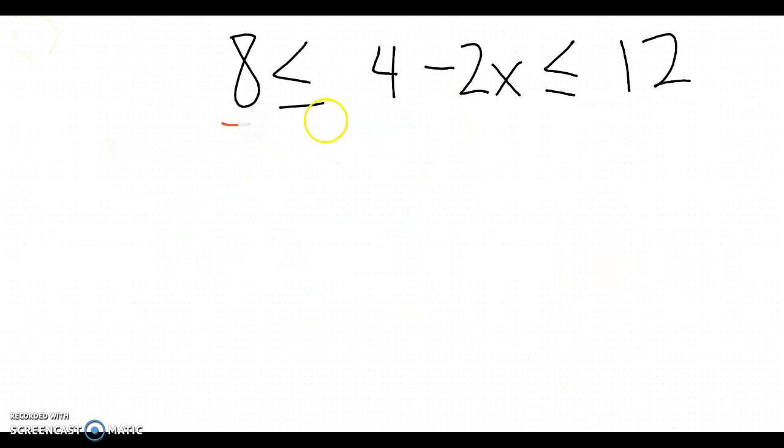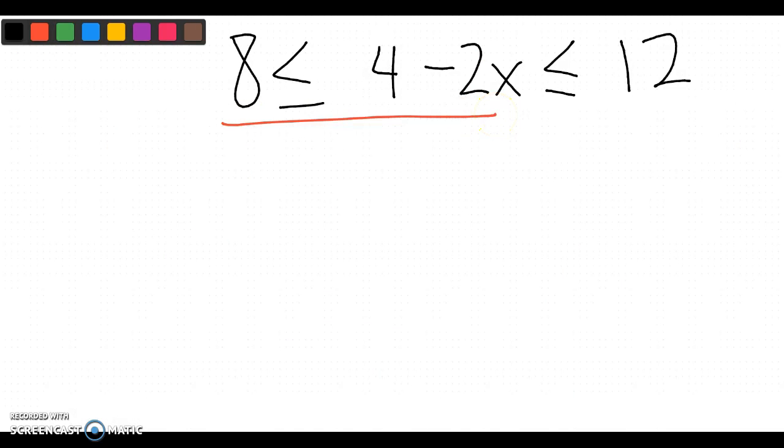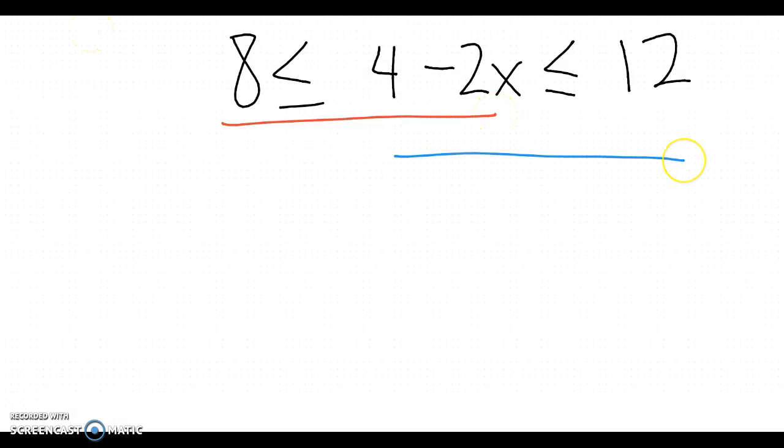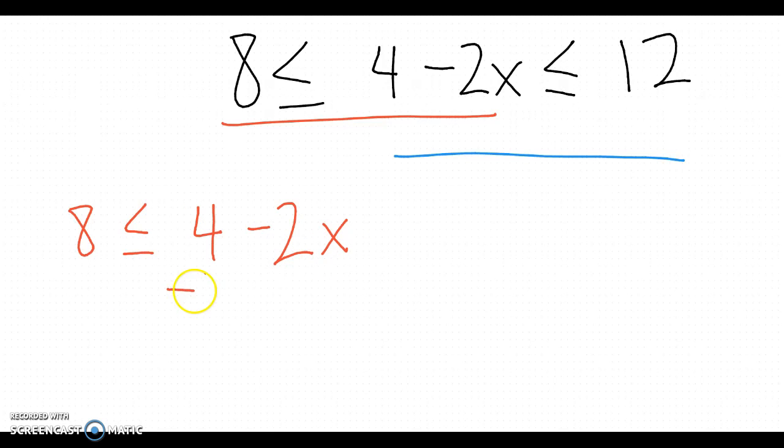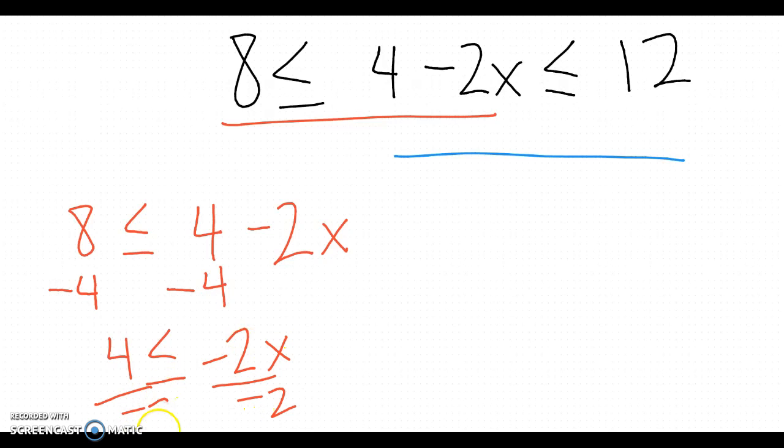I'm assuming most people are hopefully doing what I said in the video to split this into 2 problems. I'll do this side in red. And we would get 8 is less than or equal to 4 minus 2x. Then we'd solve this minus 4. I have 4 is less than -2x. Divide by -2. Divide by -2.